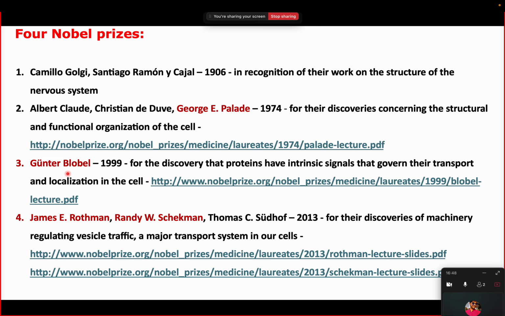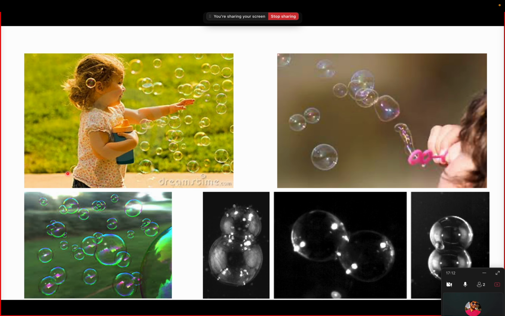So you can see that Palade's student was Blobel, right? So Blobel actually continued the work of Palade in this field. So we're going to see mostly how both of them pioneered in the field and got us to the understanding of how secretory proteins are assembled in the membrane, or how they are transported within the membrane.